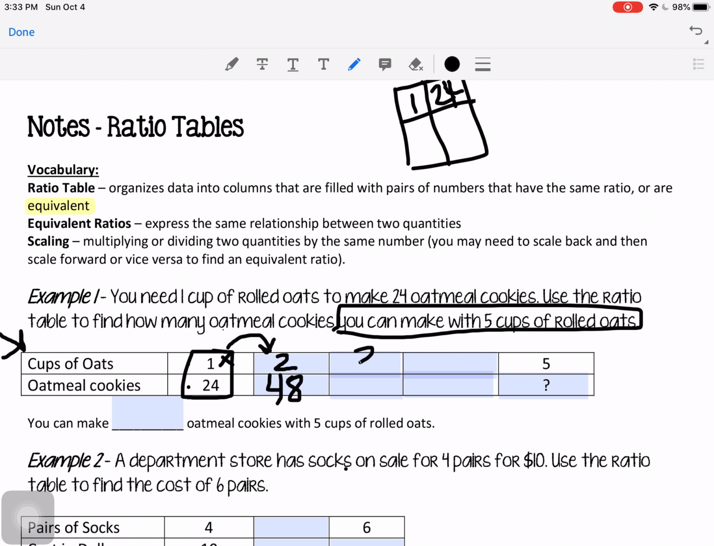All right, for 3, we'll do the same thing. And we get 72. Okay, and then for 4, we're going to do the same thing, and we get 96. So for 5, we're going to do the exact same thing. 5 times 1, 24 times 5, and we get 120 cookies. So with 5 cups of oats, we can make 120 oatmeal cookies.